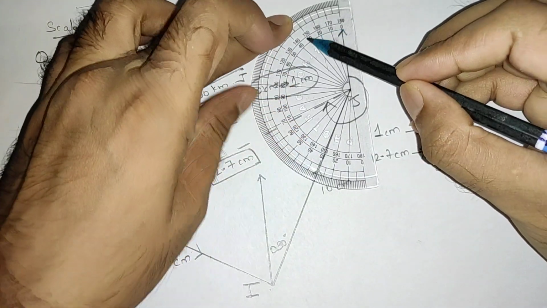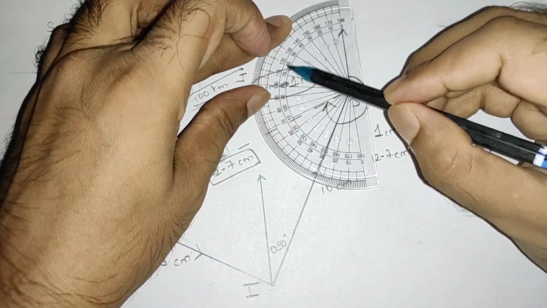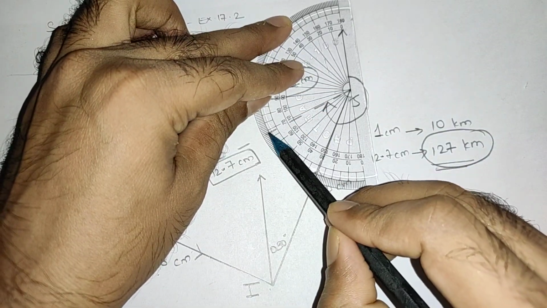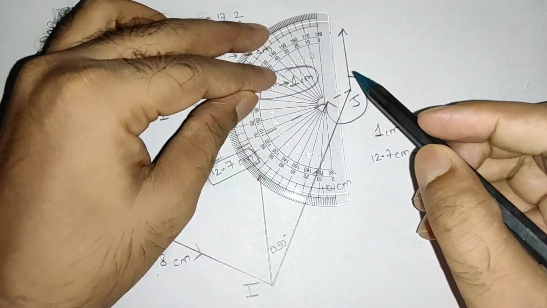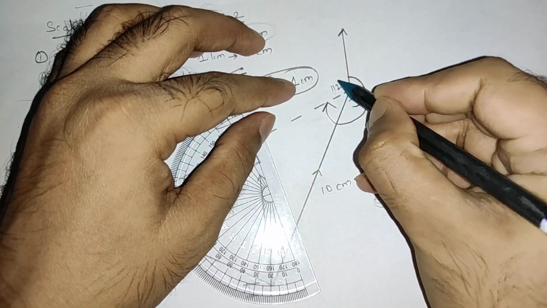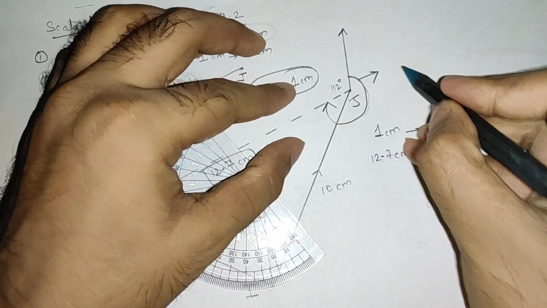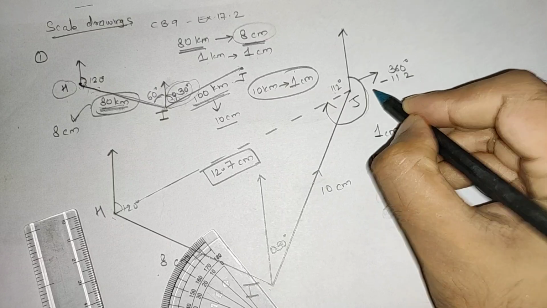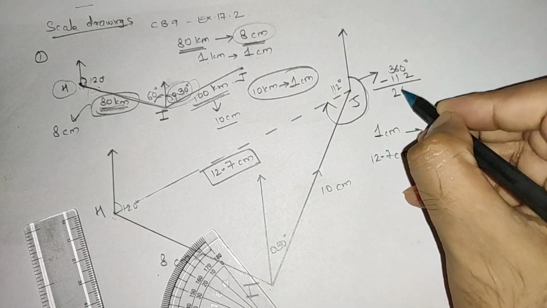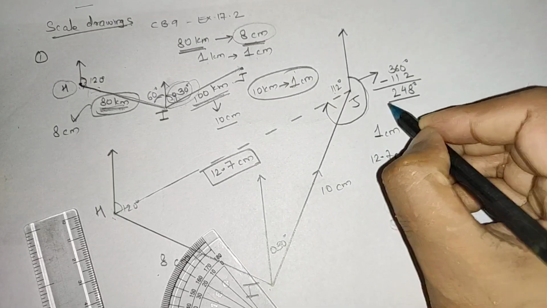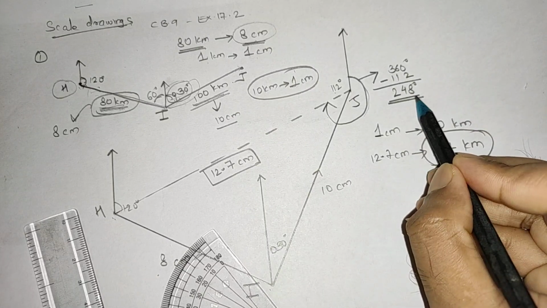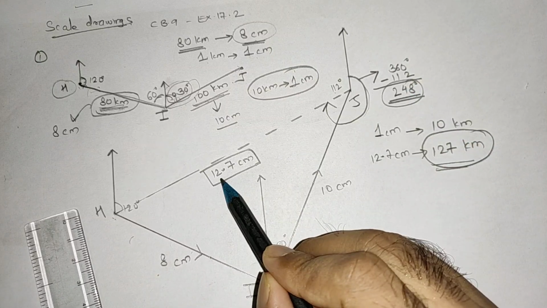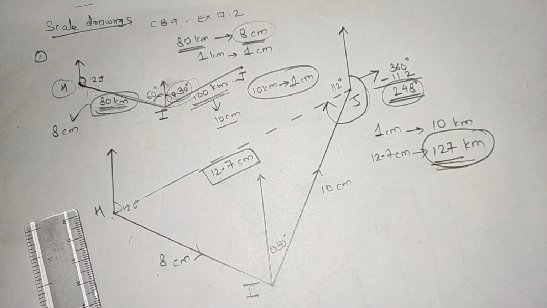Zero, 10, 20, 30, 40, 50, 60, 70, 80, 90, 100. This is 112. Okay. This is 112. So what's the bearing? Bearing will be 360 degree minus 112. So what is that? 248 degrees. So what is the answer? 248 degree. So to return to the harbor, the bearing will be 248 degree and the distance will be 127 kilometer.